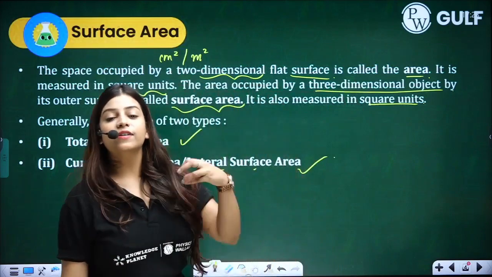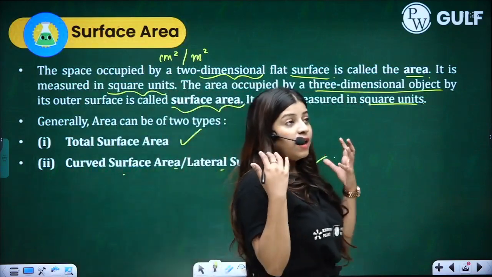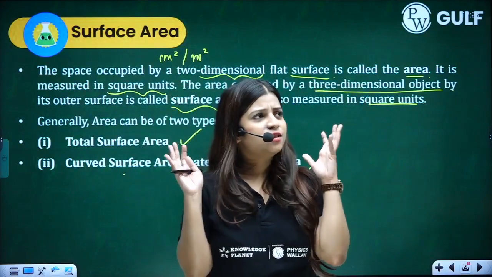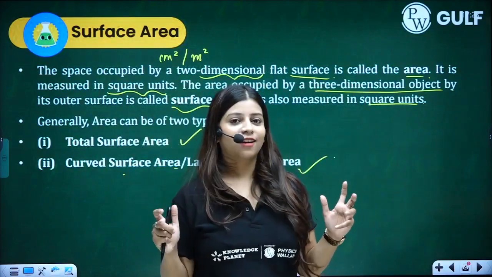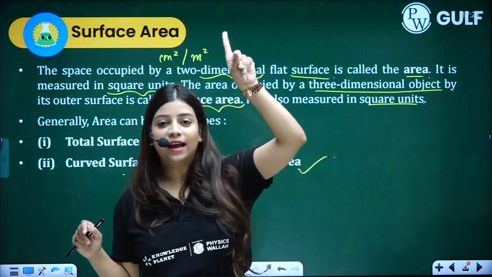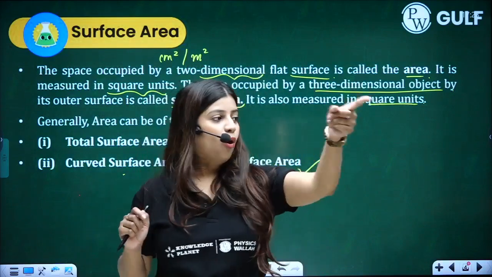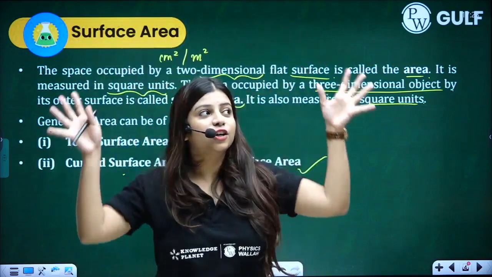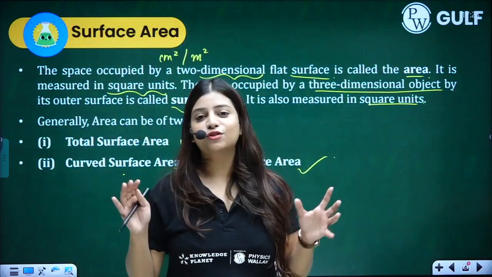So total surface area is one thing that if you talk about the room you are sitting in, just imagine, just look at this room where you are sitting in. So basically this ceiling, this floor, and all the four walls around you form what? The total surface area of this room.